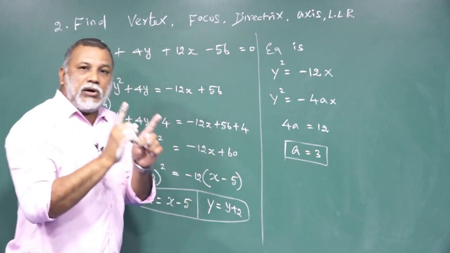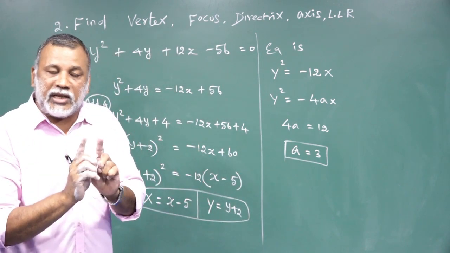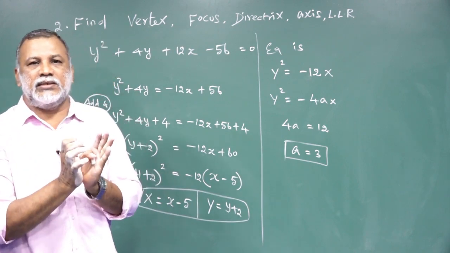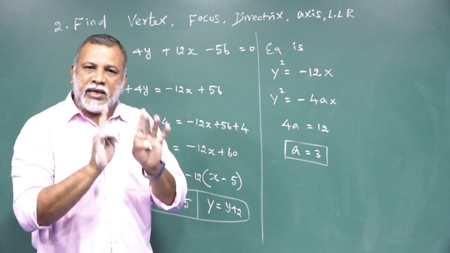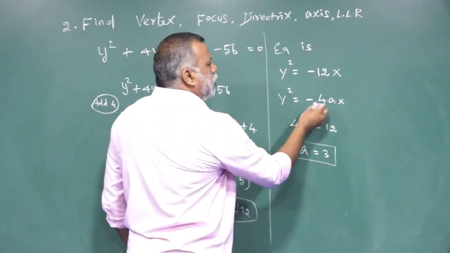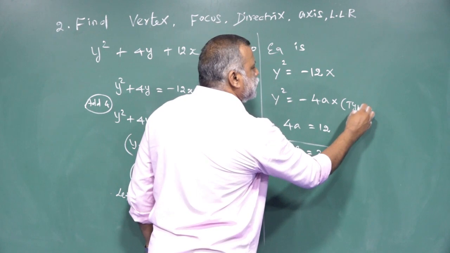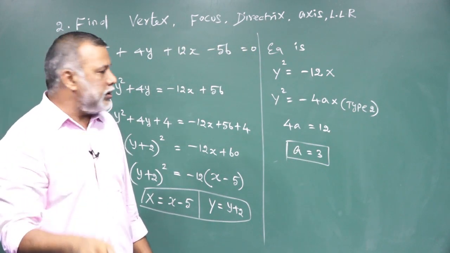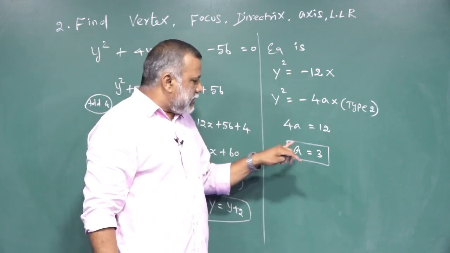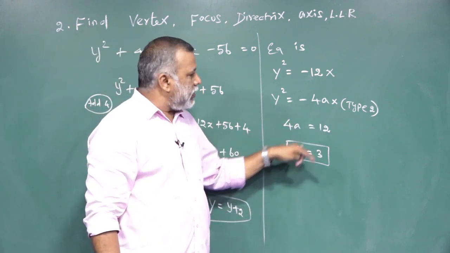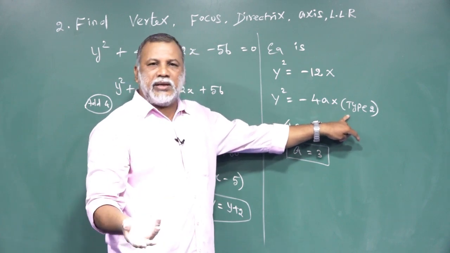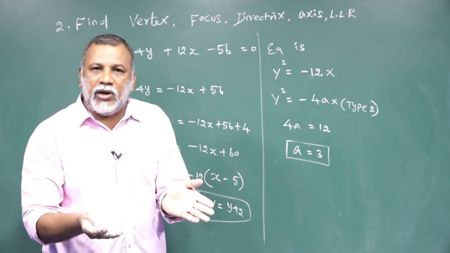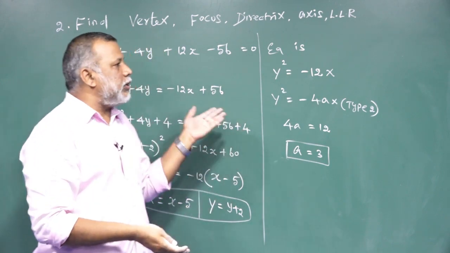Keep this concept always in your memory: a is always a positive quantity because a is a distance. So a equals 3 is always positive. See, y squared equals minus 4ax, this is type number 2. In question number 1, we already discussed type number 1. Here we get type number 2. We already have the value of a, then we make a decision: it is type number 2. Now we make a table, and with the help of the table we work out the results.